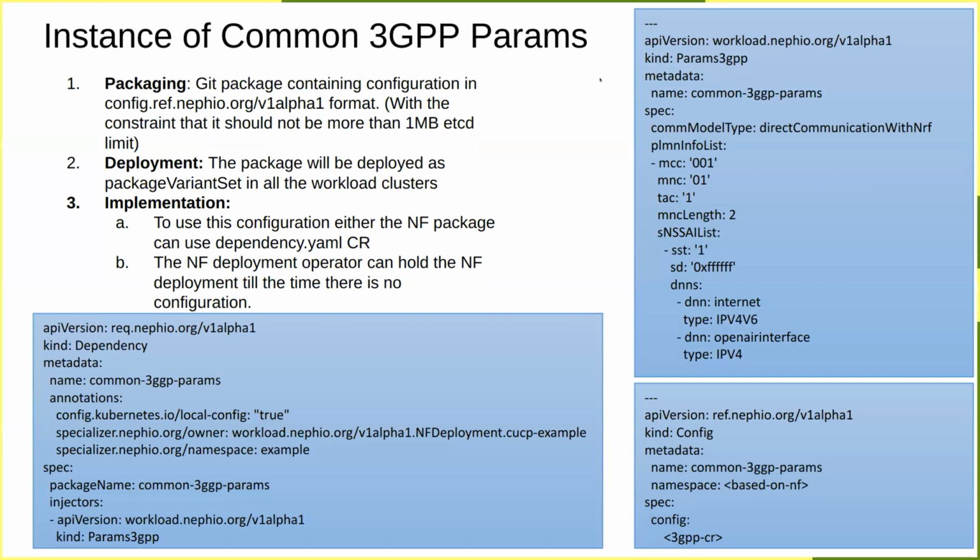What I wanted to mention is that in this approach, the common 3GPP approach, I also mentioned that there will be a separate Git repository to manage only the common 3GPP configuration. You see? I think the separate repository may not be required, I think, right? You just have one package with multiple CRs with different kinds. That's what I was thinking.